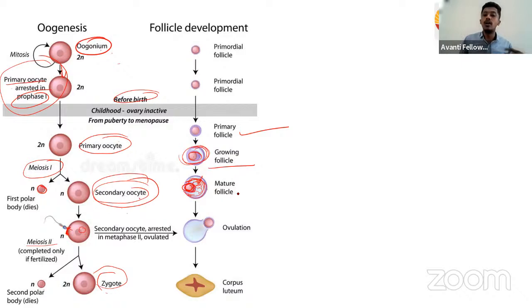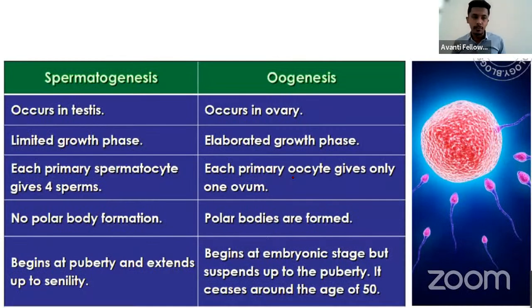Once ovulation happens, the remnants of these granulosa cells come together to form a functional endocrine body called the corpus luteum. So this is about the events happening in follicular genesis and oogenesis, and both are happening simultaneously. Okay, let's go further. The difference between spermatogenesis and oogenesis is very, very important. First, you have to know that there are 4 sperm produced for every division, and there is only 1 ovum produced in every division.